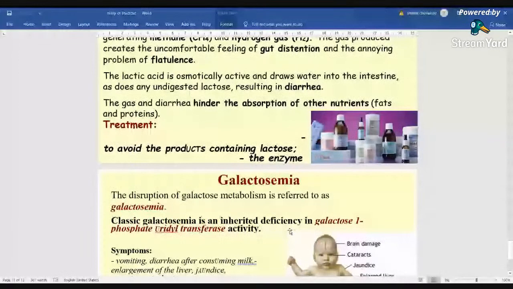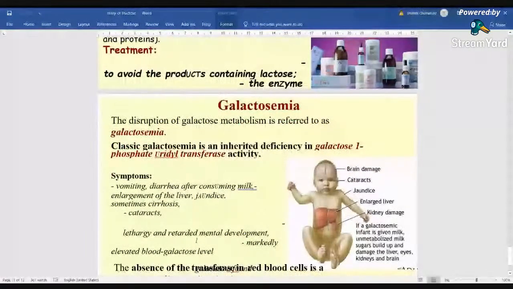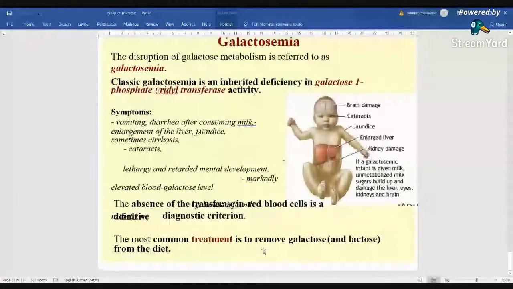What are the symptoms? The symptoms are vomiting, diarrhea after consuming milk, and enlargement of the liver. This is called hepatomegaly. So this liver will become large. Then jaundice will take place, sometimes cirrhosis and sometimes cataract. Lethargy and retarded mental development, and markedly elevated blood galactose level. The absence of the transferase in blood cells is a definite diagnostic criterion. The most common treatment is to remove galactose and lactose from the diet. So the only treatment for these children will be to remove galactose as well as lactose from the diet. That is, the person should be discontinued from milk.